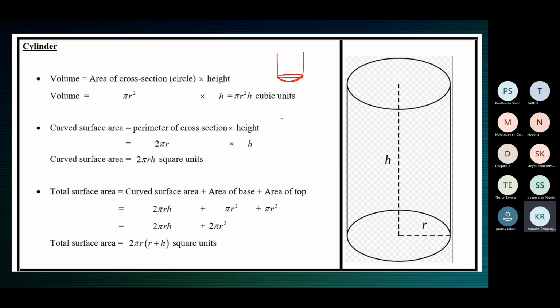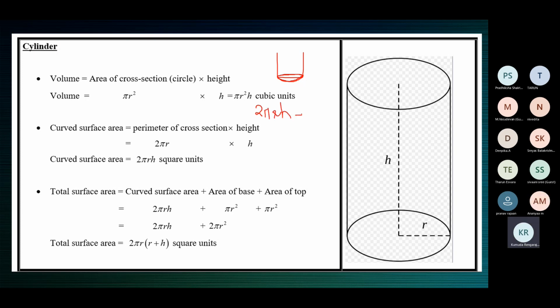If the cylinder under consideration is a tumbler, then the area to be painted will be the CSA, which is 2 pi r h, plus only one circle, so plus pi r square. You find it separately. It's not that you have to take something common and bring the formula like that. So if we have to answer this question, what is the total area of the glass tumbler to be painted?